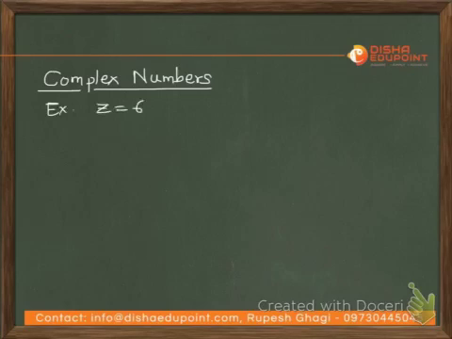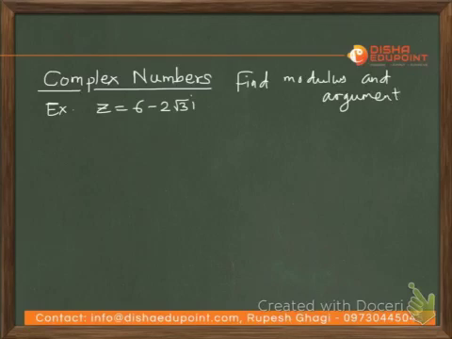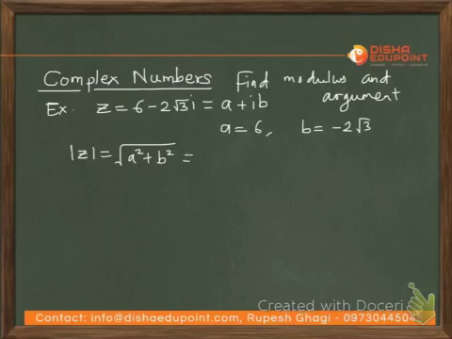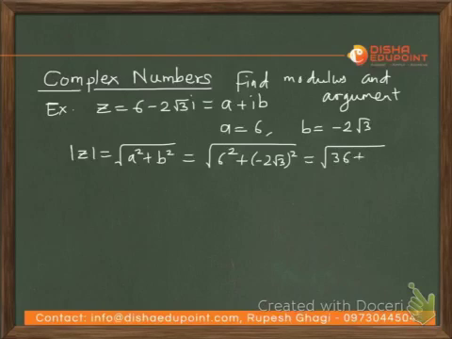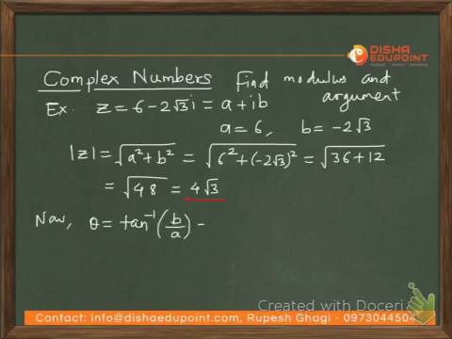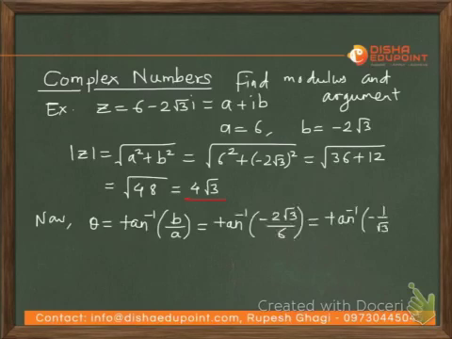Let's consider one more example. If z is equal to 6 minus 2 root 3 i, and we have to find the modulus and argument, we write this number as a plus ib. So here a is equal to 6 and b is equal to minus 2 root 3. Mod z by formula is under root of a square plus b square, that is equal to under root of 6 square plus minus 2 root 3 square, that is equal to 36 plus 12, that is equal to under root of 48, and that is equal to 4 root 3. So in this case the modulus is equal to 4 root 3. Now what about the argument? Theta is equal to tan inverse of b upon a, that is equal to tan inverse of minus 2 root 3 upon 6, that is tan inverse of minus 1 by root 3.